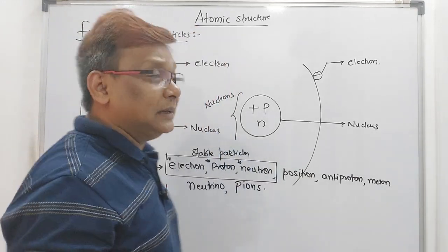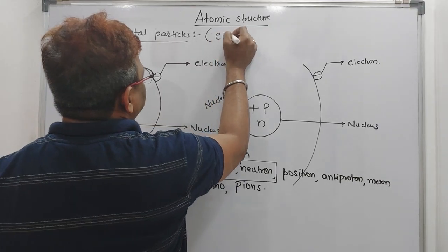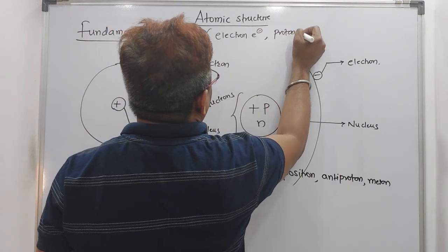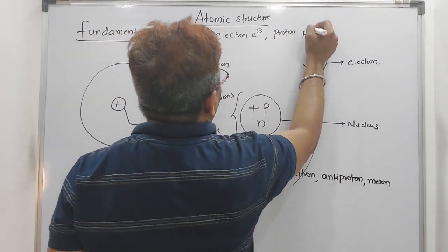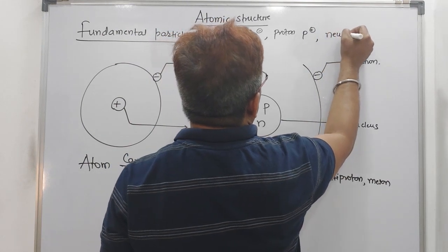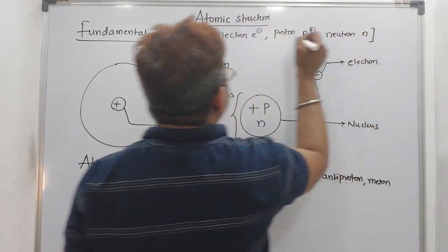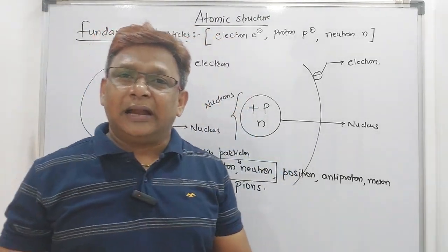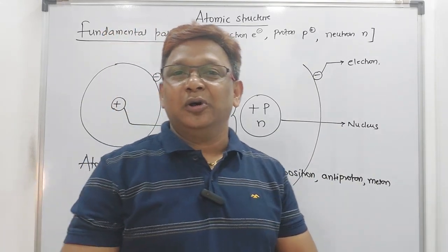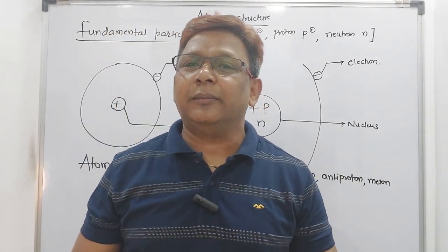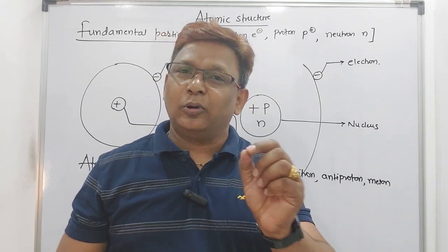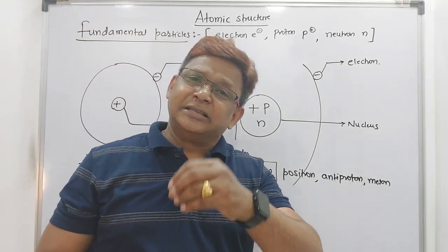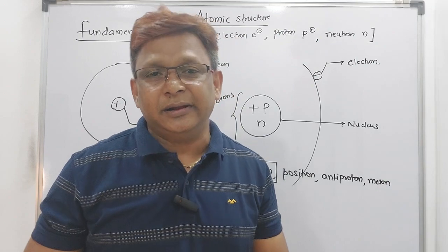So what are the fundamental particles of the atom? The electron, which is negatively charged, the proton, which is positively charged, P plus, and the neutral charge neutron, N, are considered the fundamental particles of the atom, because these particles exist from the atom and they are stable. If anybody asks what the fundamental particles are, you have to answer: electron, proton, neutron. The remaining particles are unstable and will disappear within a fraction of a second.